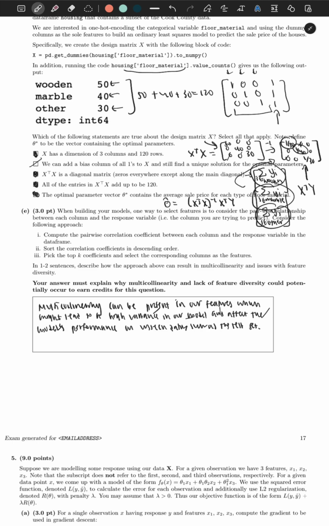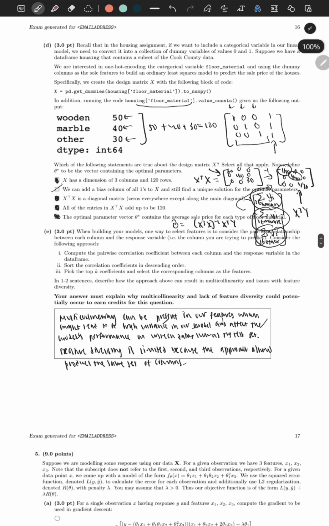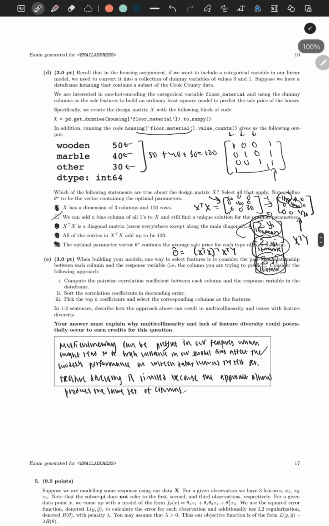So we can say that for feature diversity, it's limited because the approach always produces the same set of columns for our features. Okay, and this concludes the walkthrough for question 4.